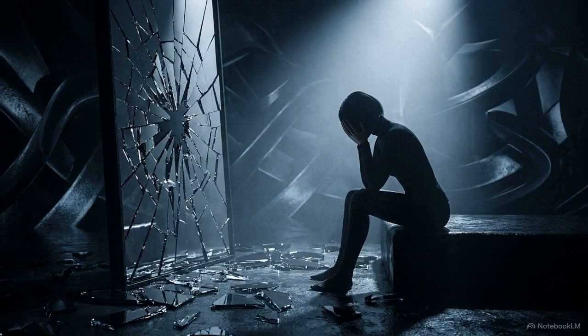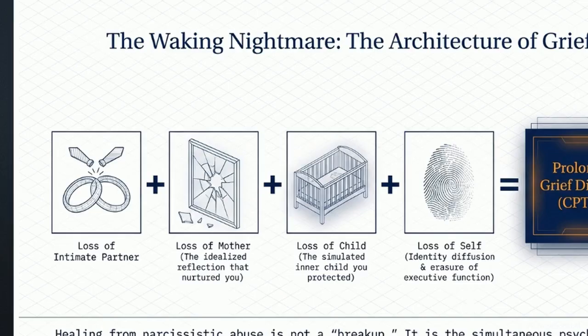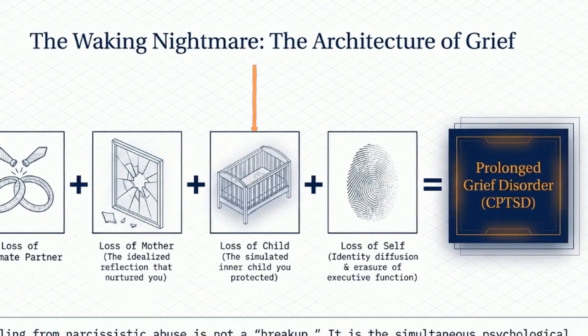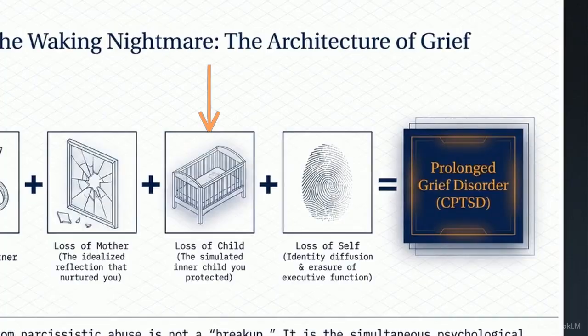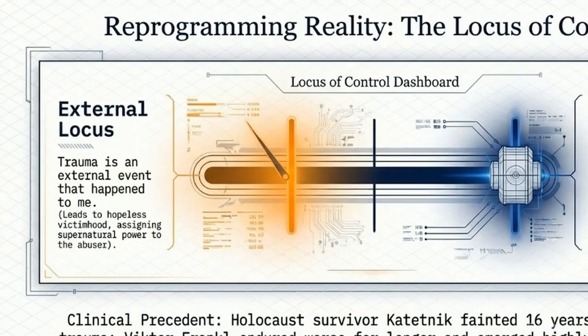Recovering from this cycle is a waking nightmare, rather than a standard breakup. This equation breaks down the architecture of grief. Sarah is simultaneously mourning an intimate partner, an idealized reflection that nurtured her, the simulated inner child she protected, and her own core identity. Recovery requires Sarah to shift her locus of control.